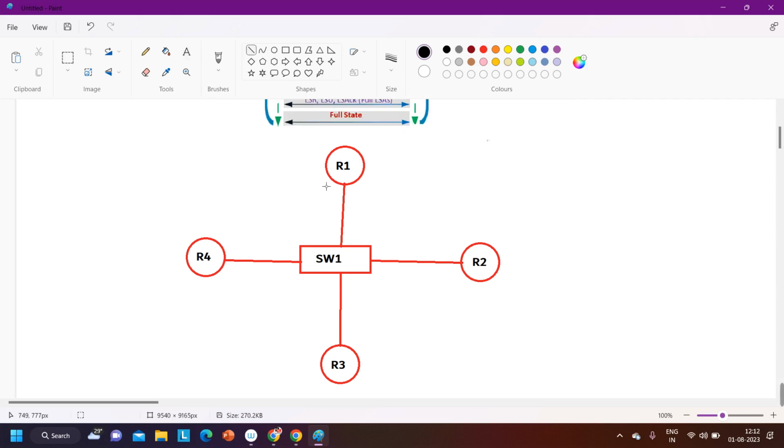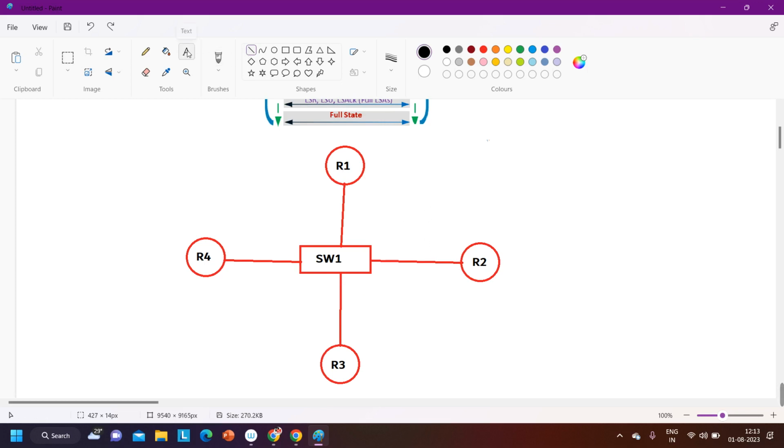There are 3 neighbors of R1. Router 4 is also a neighbor. Router 2 is also a neighbor. And router 3 is also a neighbor. Yes or no? Yes. In the same way, router 2 also has 3 neighbors. In the same way, router 4, router 2, router 3, and router 1, all routers have 3 neighbors.